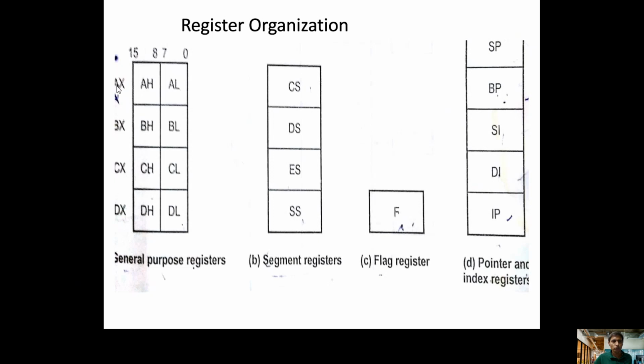Generally, A is an accumulator register. AX is the accumulator register, a 16-bit register. B is a base register, C is a count register, and D is a data register. So now this accumulator register can be split into two 8-bit registers, AL and AH. AL is the accumulator lower byte register, AH is the accumulator higher byte. Similarly, base lower byte, base higher byte. Count lower byte, count higher byte. Similarly, data lower byte and data higher byte.